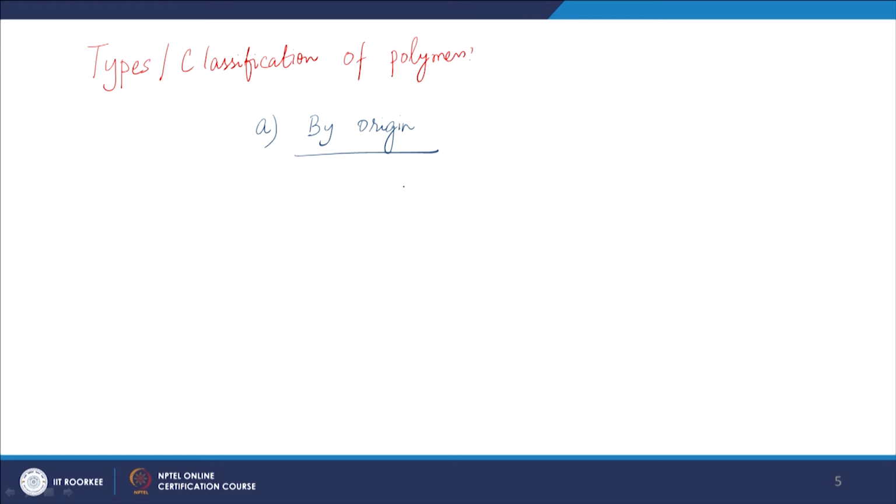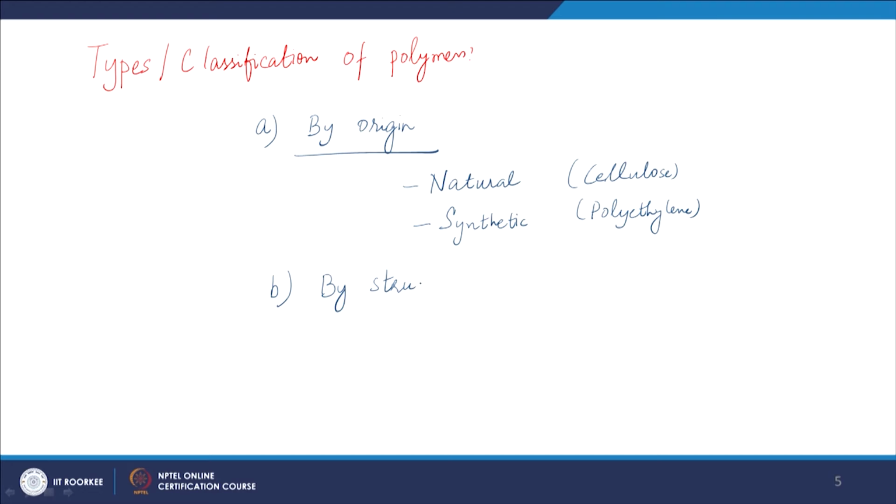So, it can be, for example, a natural polymer, and an example is cellulose, which you find in trees or cotton. And then we have synthetic polymers that we make in a laboratory or in an industry, from sources which are not natural typically. For example, polyethylene, and we already told you what polyethylene is. So, then there is one more classification, and that is by structure.